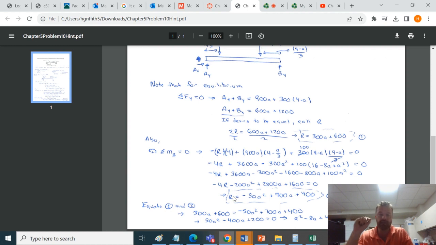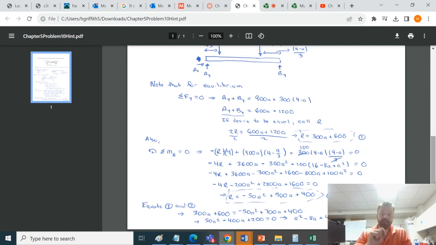Now, you might ask yourself, why would I ever want to isolate the R? Well, ultimately, I want to get rid of the R. I'm interested in solving for A. And in equation 1, I have R as a function of A. If I can manipulate this and get R as a function of A, I can set those two things equal to one another. And that's exactly what we're going to do here. If we set these two things equal to one another, what you notice is that 300A plus 600 must be equal to minus 50A squared plus 700A plus 400.